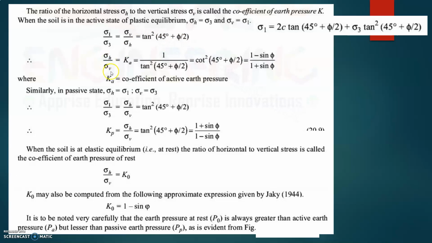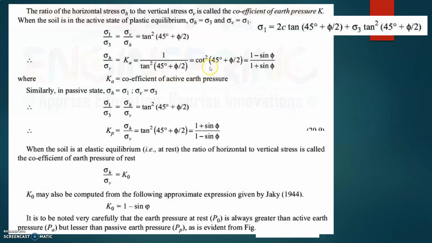But we have sigma H divided by sigma V. So that is equal to 1 divided by tan square (45 + phi/2). I hope all of you understood, because sigma V divided by sigma H, or sigma 1 divided by sigma 3, is equal to tan square (45 + phi/2) based on this equation. But active earth pressure is equal to sigma h divided by sigma v. So that is the inverse of this, that is 1 divided by tan square (45 + phi/2).